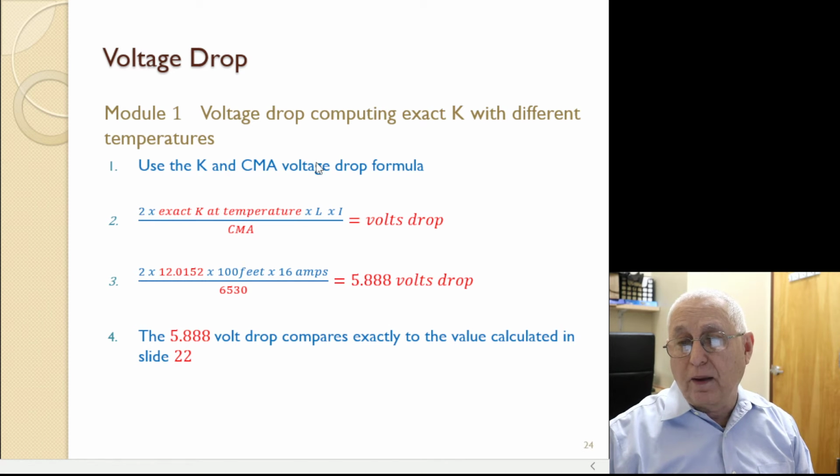Use K and CMA voltage drop formula: 2 times exact K at temperature times L times I over CMA equals a voltage drop. Again, this is just reiterating. When we put it in, we got the 5.888 volts drop. The 5.888 volt drop compares exactly to values calculated in slide 22.